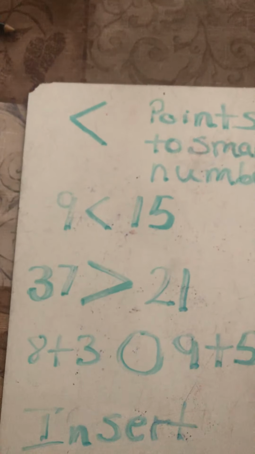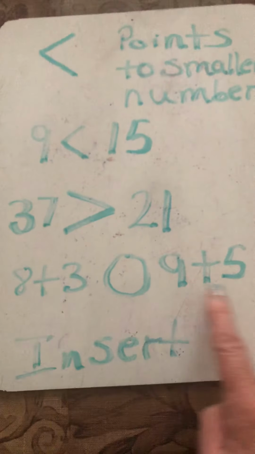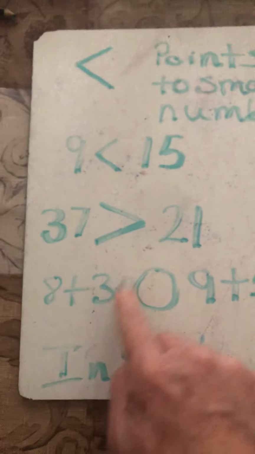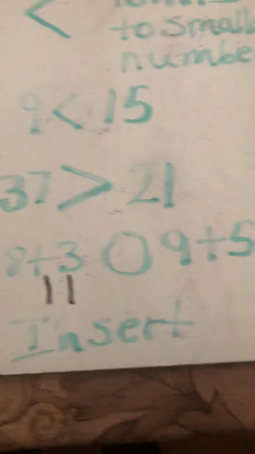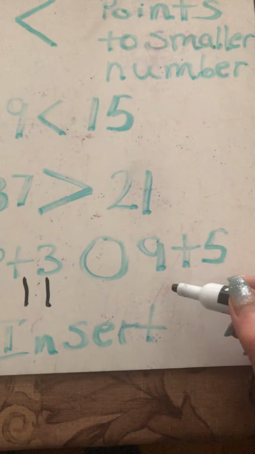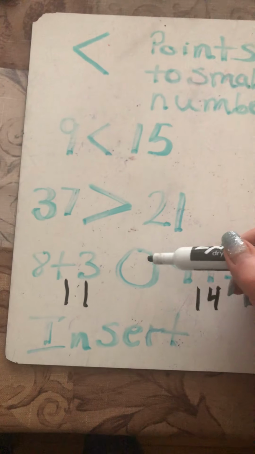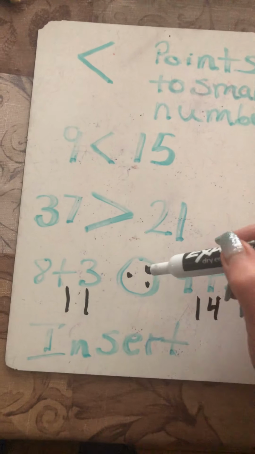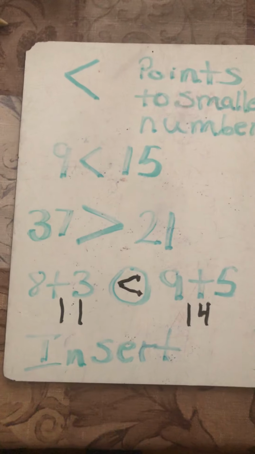So that is pointing to the smaller number, and the mouth is going to the bigger. On these type of ones, you need to remember to do the math. So do this side. 8 plus 3 is 11. So you're going to do the math. 9 plus 5 is 14. And then I'm going to put the 2 dots next to the bigger number and the 1 dot toward the smaller number and make my sign. So 11 is less than 14.